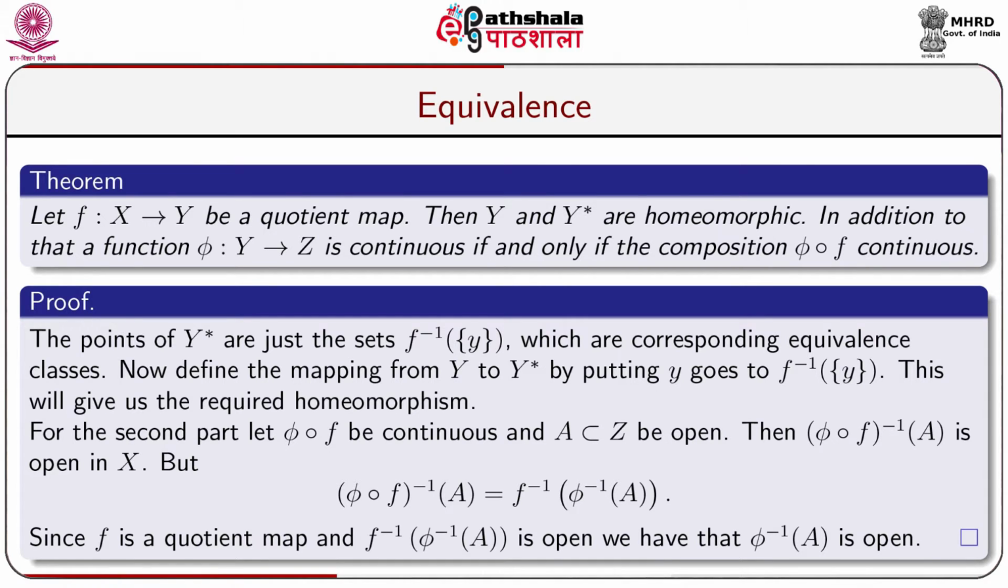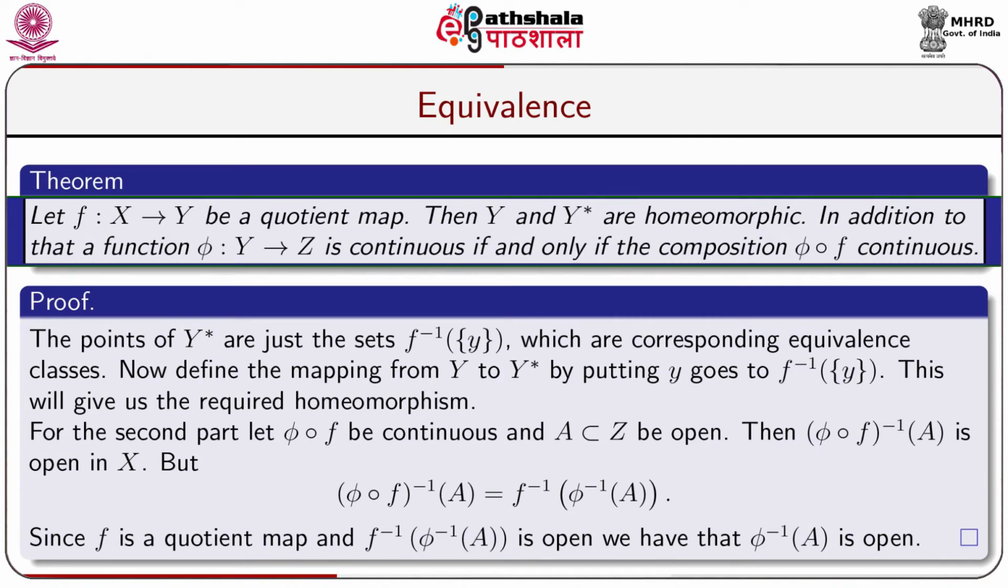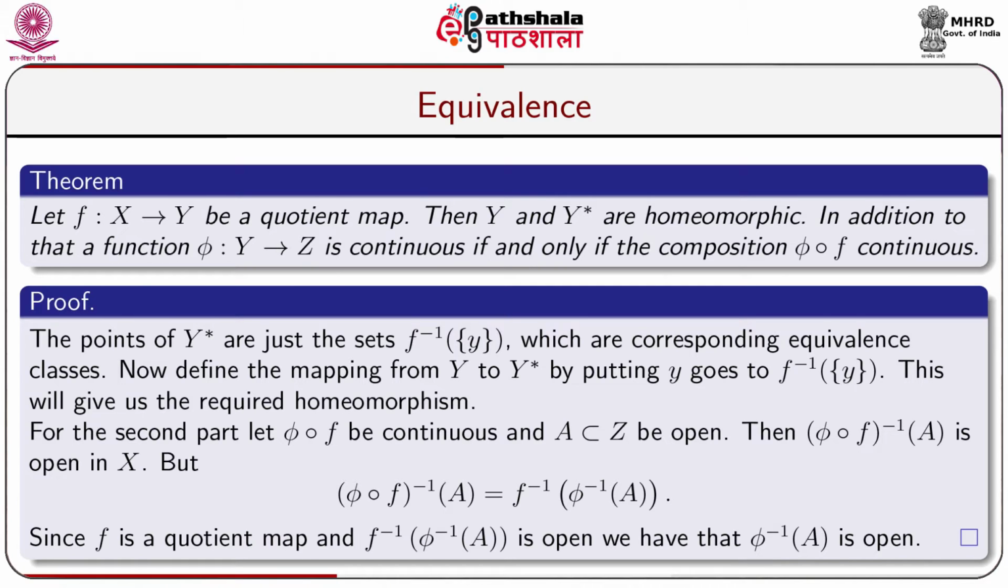First, we need the following. Let f from X to Y be a quotient map. That means f is a continuous surjective map from X to Y, and the topology of Y is the largest topology which makes f continuous. Then Y and Y star are homeomorphic. In addition to that, a function phi from Y to any space Z is continuous if and only if the composition phi compose f is continuous.